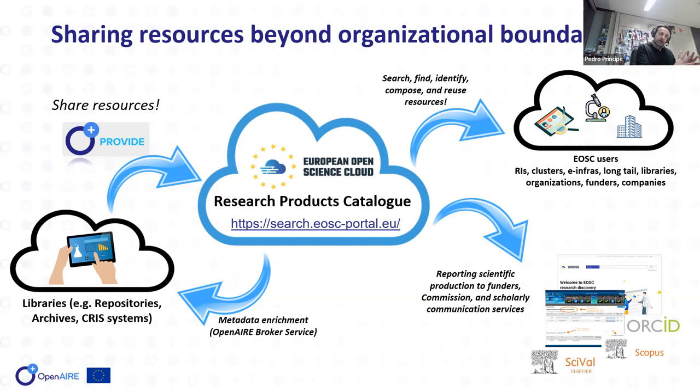So we have OpenAIRE Provide, where we onboard data sources for the OpenAIRE infrastructure, but now also the OpenAIRE Graph and the providers of OpenAIRE are critical in the development of the European Open Science Cloud, concretely the research products catalog. So you can be onboarded directly in the European Open Science Cloud portal or via our Provide service. This is relevant because you will be part of the EOSC portal catalog and marketplace, where we have not only the products, so the research products, publications, datasets, etc., that we have in OpenAIRE, but we also have other sources and services that we have in the EOSC portal.